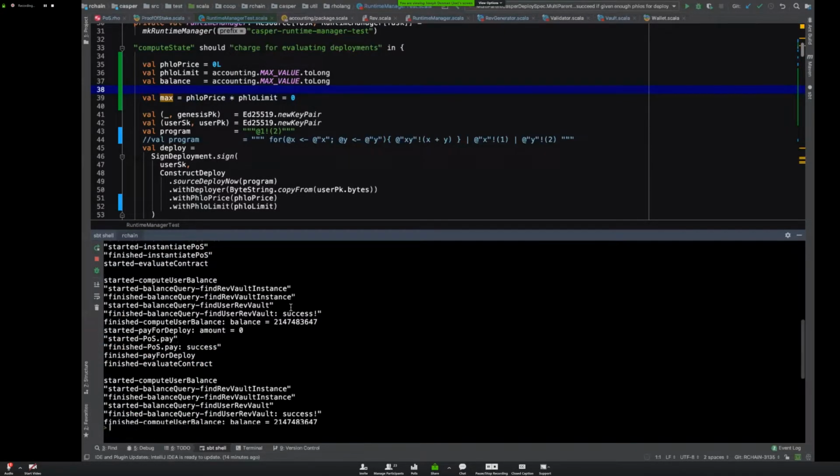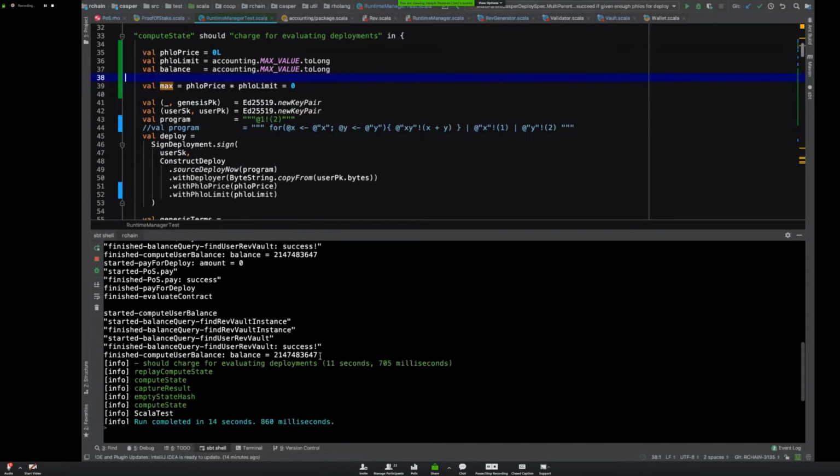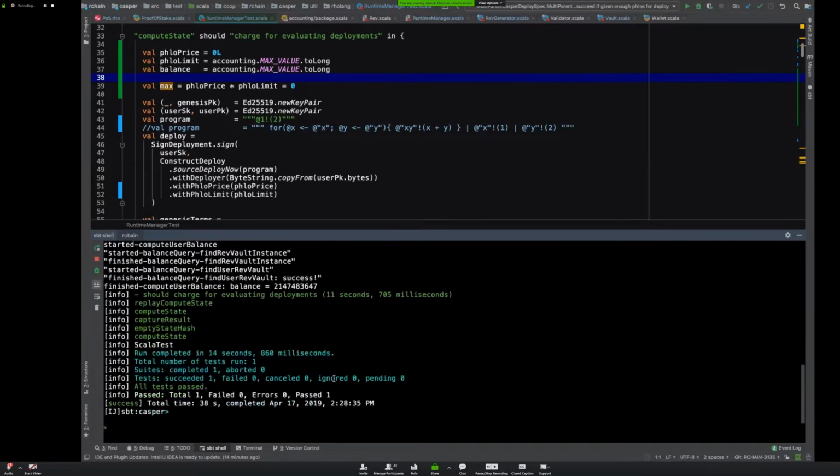And what we want to determine now is that after running the contract, we see the balance of the deployer reduced by the corresponding cost of their contract. In this case, that's zero. So the user balance shouldn't change, and it doesn't. Any questions so far? Cool.